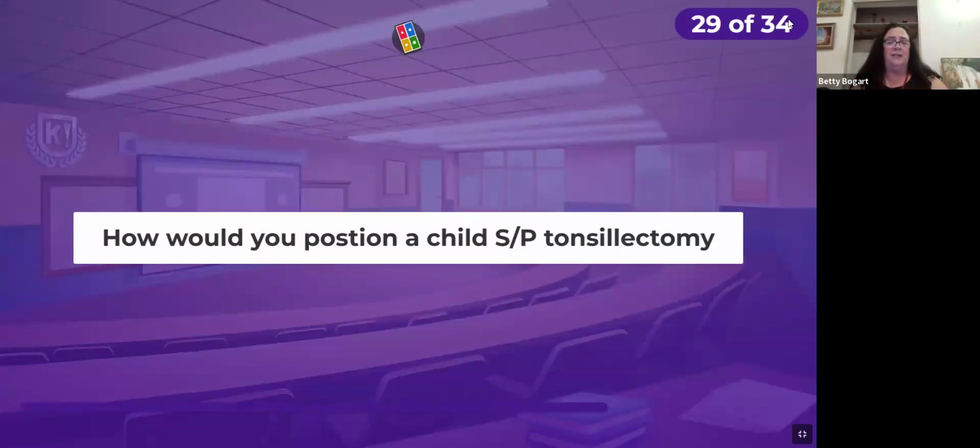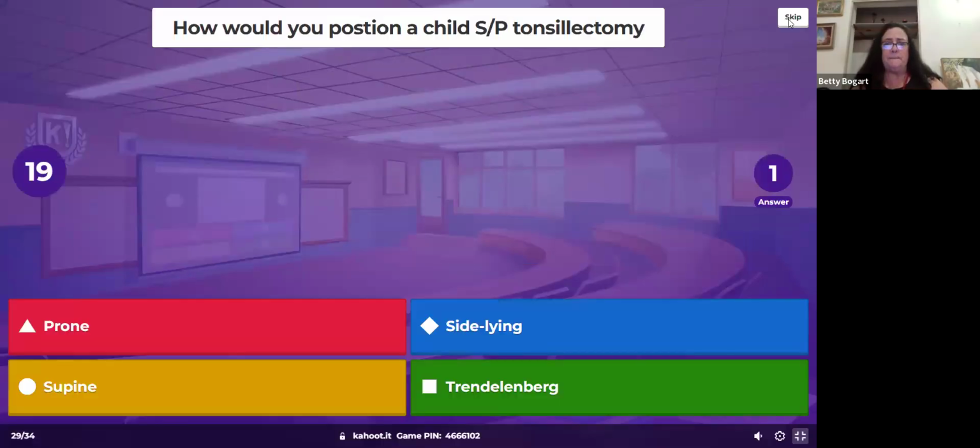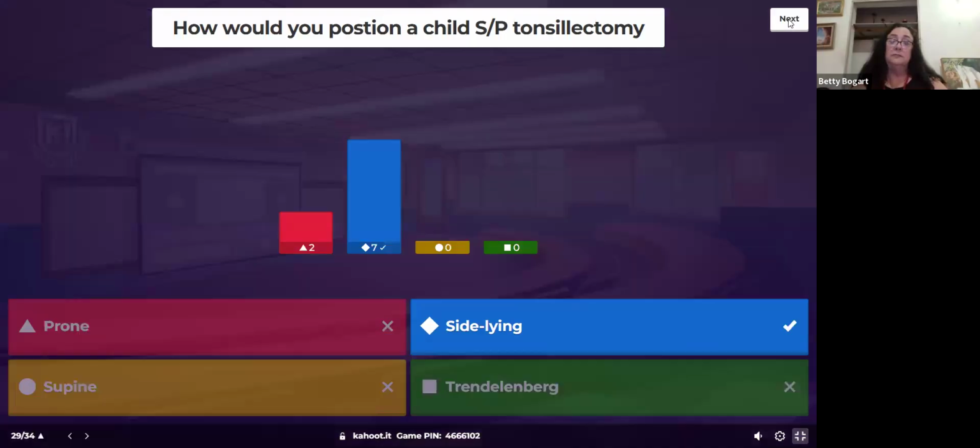How would you position a child status post tonsillectomy? And we want them side lying. Why do we want them side lying? Because they're on their side. If they need to bleed, it can come out the side, and we still maintain the airway. Prone on their tummies, we can't monitor any airway that way.